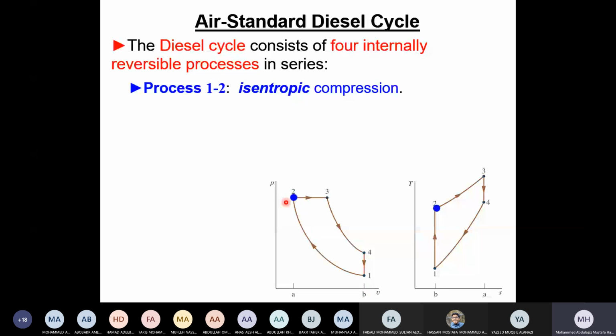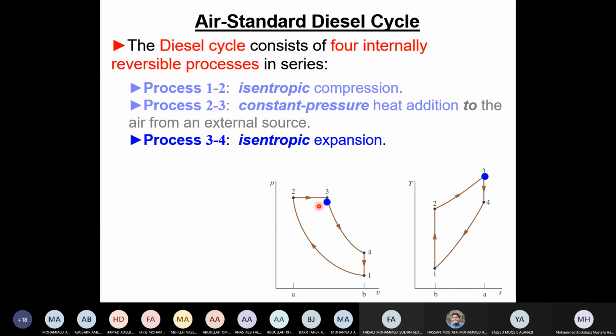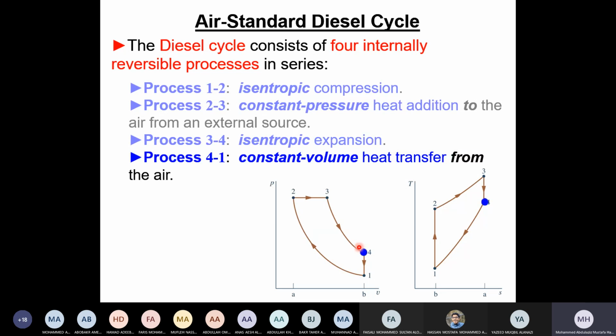So this is isentropic compression, 1 to 2. Then we have constant pressure heat addition. The heat addition here is at constant pressure. This is the only difference from the Otto cycle. Then we have isentropic expansion, similar to a turbine. The last process is constant volume heat rejection from 4 to 1. So this is what we call the diesel cycle, and you should now know how to proceed with this cycle.